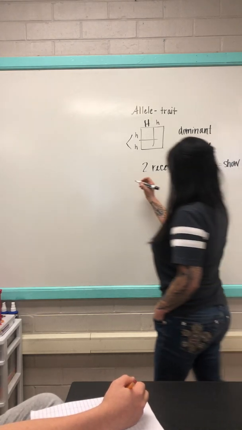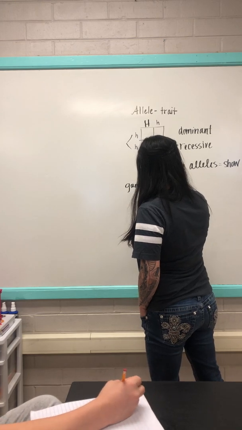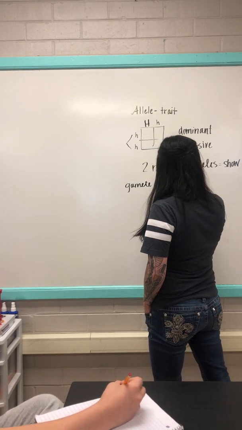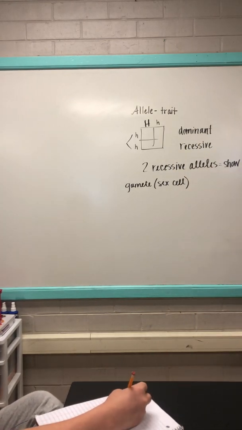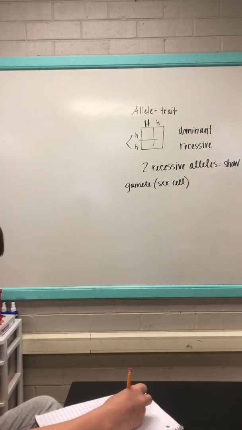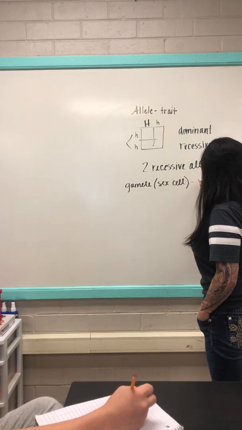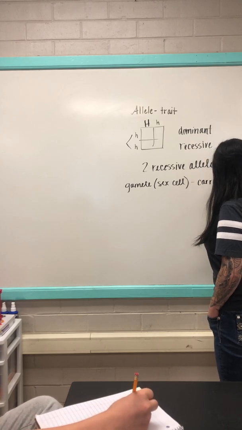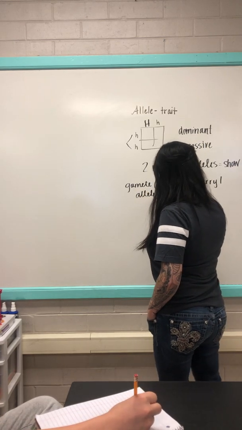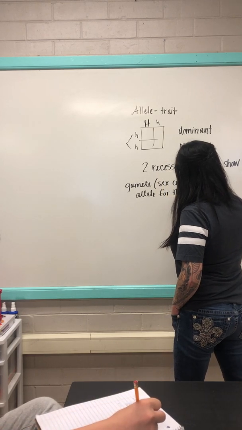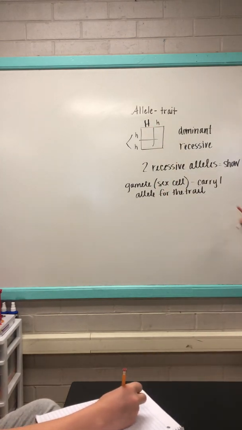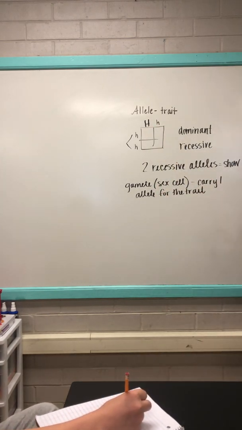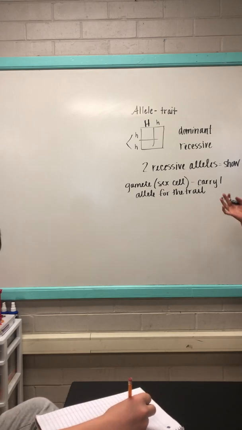So whenever you have gametes that are forming, do you remember what a gamete was? That's your sex cell. So for a female it's egg, and for a male it's sperm. Whenever gametes are forming, they're only going to carry one allele for that trait. Now you have to have two for the trait. Why would you only have one in a sex cell? Because you get one from the mom and one from the dad.